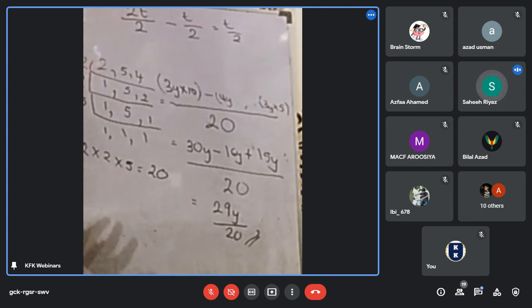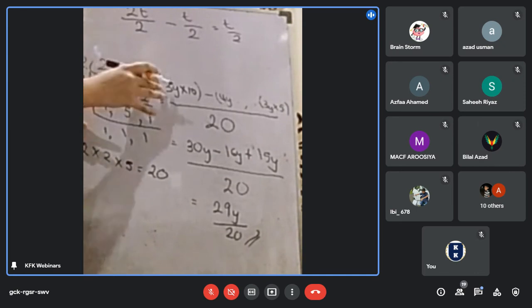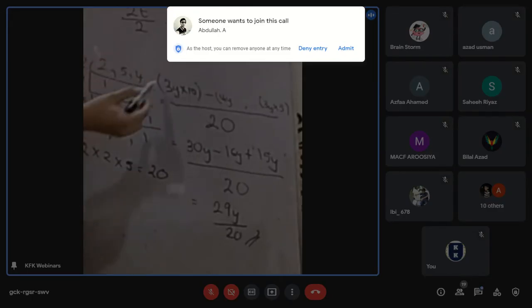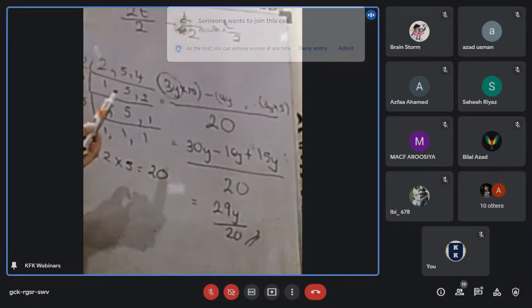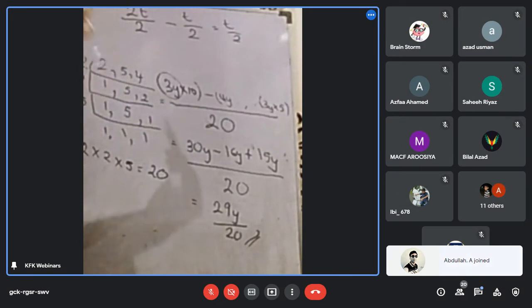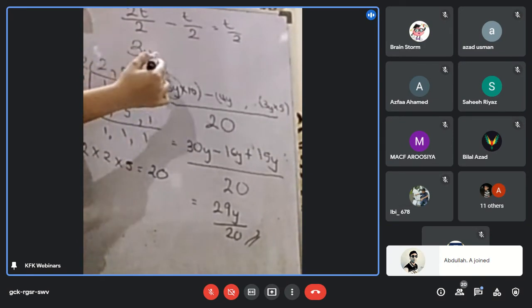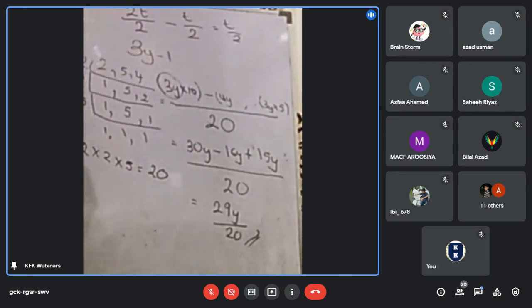Okay, so now we only saw single algebraic expressions. When there is an actual algebraic expression like 3y minus 1, something like that, let's see what we do with that. And then I'll be giving you all another question.